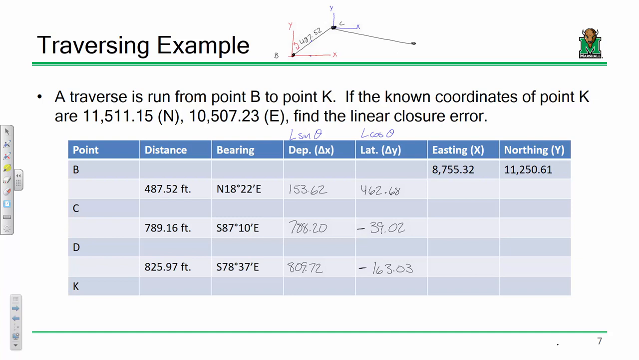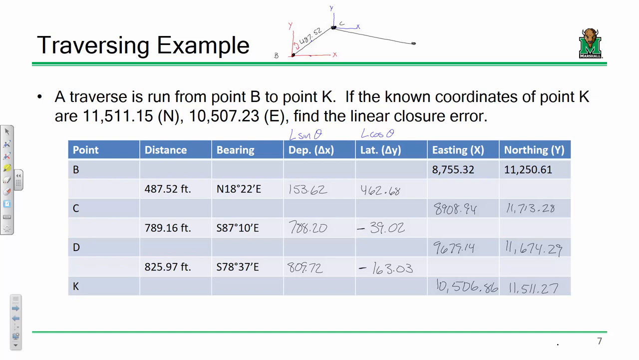All right. So what are the coordinates of point C? 89.09. And then the northing, 0.28. All right. So if you've got that, are you all okay with me just filling in the rest? So start at point C for the easting. I go over 788.2, so that puts me at 9679.14. This is going to put me at 11674.29. And this one's going to put me at 10506.86, 11511.27. Sound good?